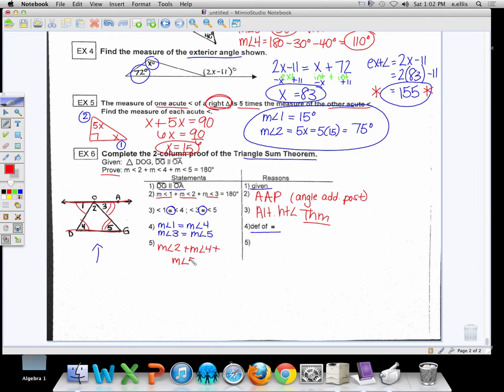And finally, step 5, all along we were trying to prove the measure of angle 2 plus the measure of angle 4 plus the measure of angle 5 equals 180 degrees. Step 5 is very similar to step 2. I am replacing my angles with their equal parts. Replacement means I'm using a little substitution property of equality down there.